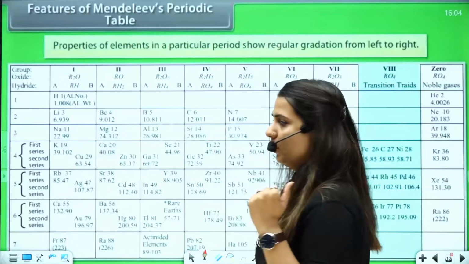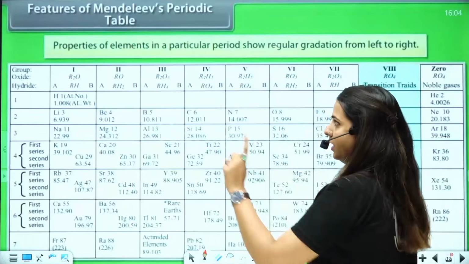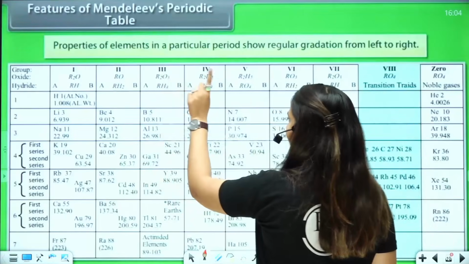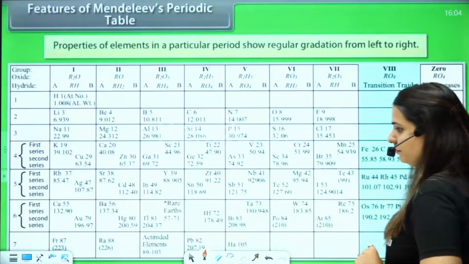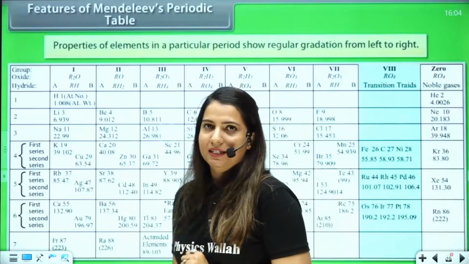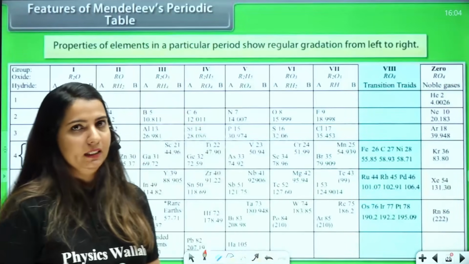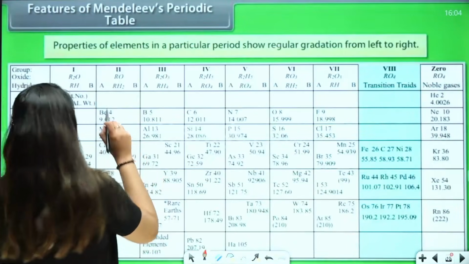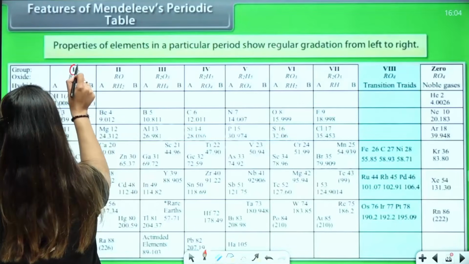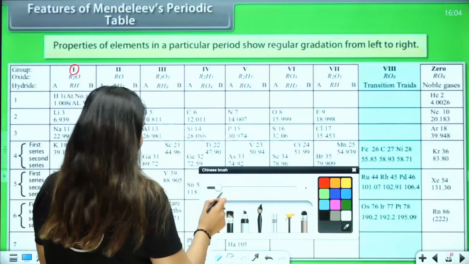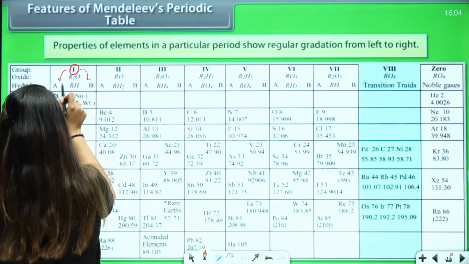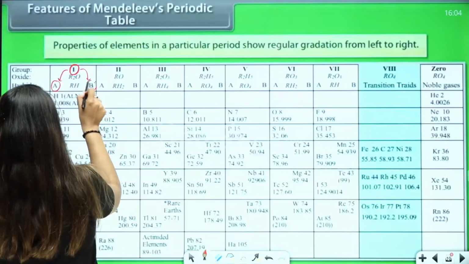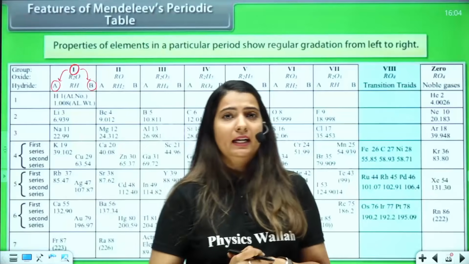Groups. Now what is the number of groups present? 1, 2, 3, 4, 5, 6, 7, 8 and the 0 group. So these are the groups present in Mendeleev's periodic table. If you see nicely, each group is divided into two parts, one is A and the other is B.